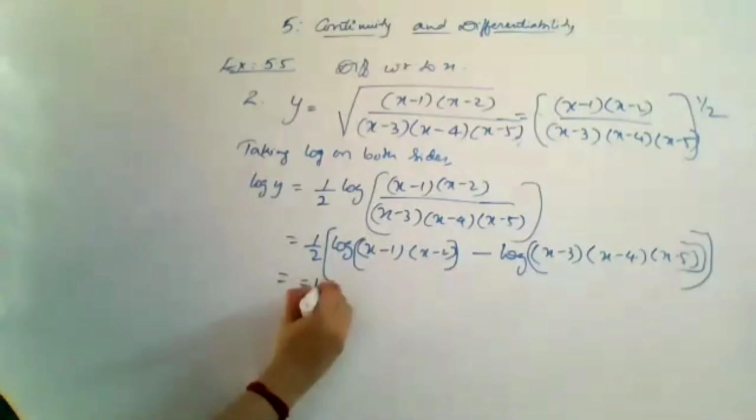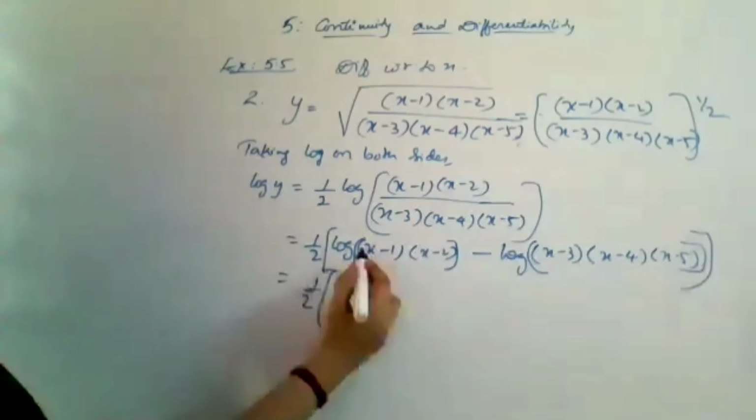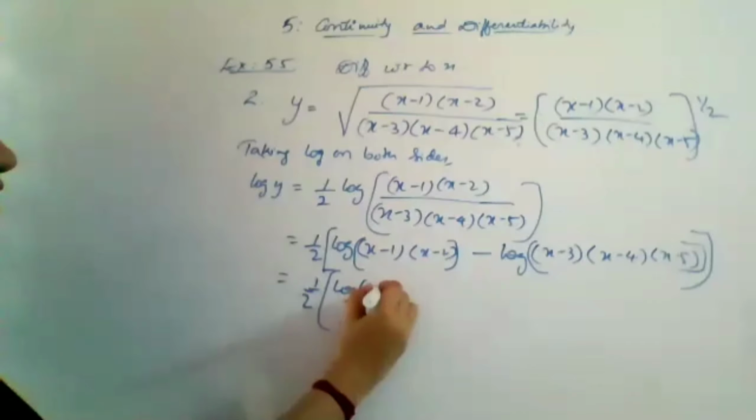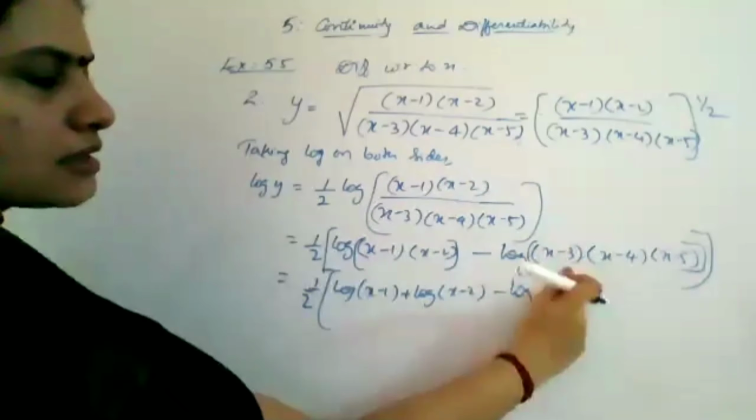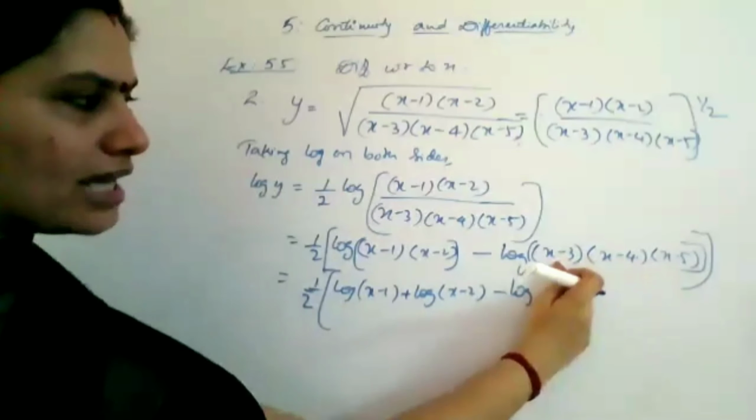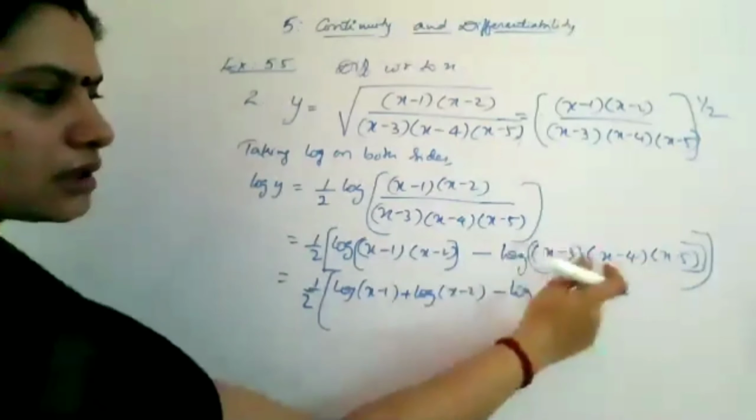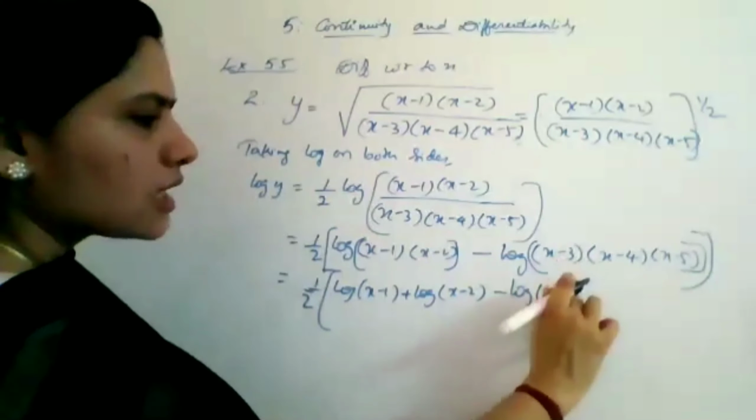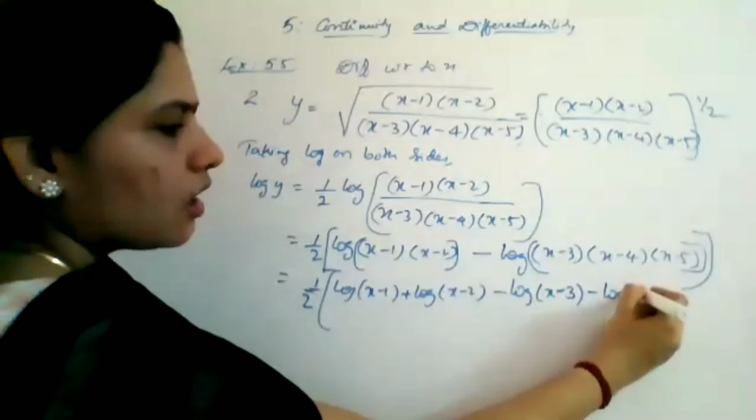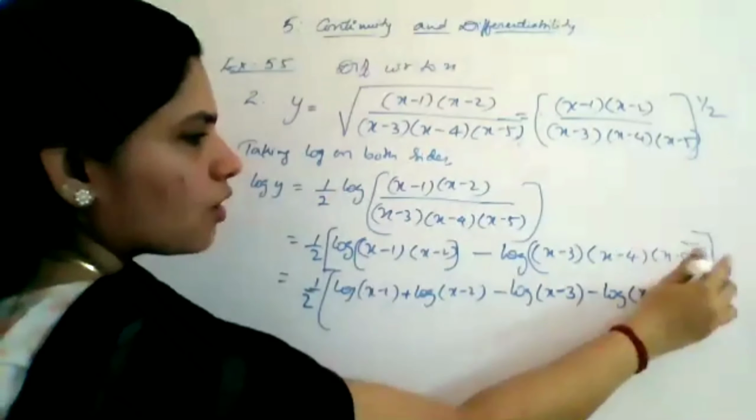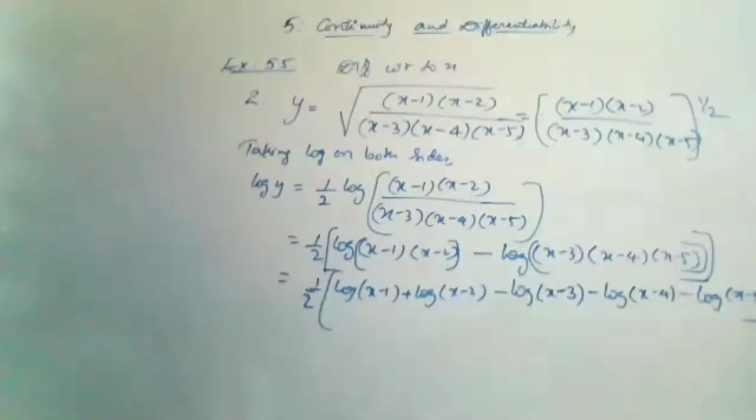So this will give you 1 by 2 of log A plus log B. So log of (x minus 1) plus log of (x minus 2) minus, since in between they have plus sign, log (x minus 3) plus log (x minus 4) plus log (x minus 5), but you have a negative sign for all the three terms. So I'm just expanding and giving the negative sign to all the three separately. So you'll have minus log of (x minus 3) minus log of (x minus 4) minus log of (x minus 5). Okay.